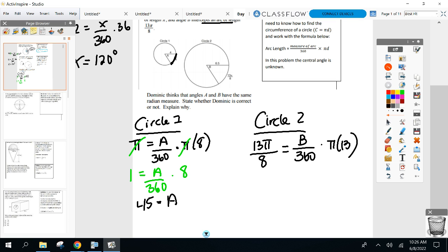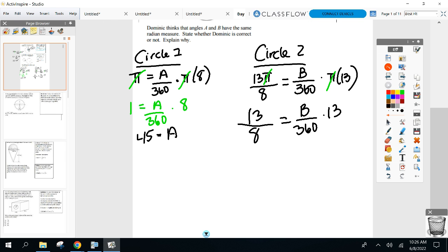What do you still got on both sides? Okay, they're gone, you know that. And I didn't get rid of it. One job. There you go. Divide by 13, multiply by 360, still going to get the same result.